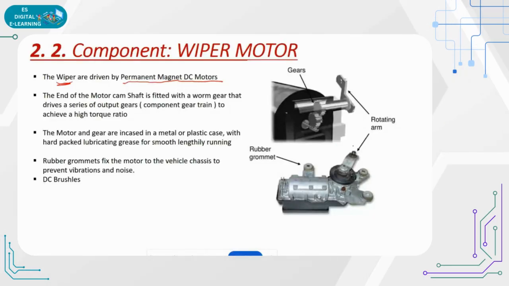And moreover, the end of the motor. What is the end of the motor? This is the end of the motor. It has the shaft. It is fitted with the worm gear that drives the series of output gears. Because whenever the rotation is happening more, the speed of the motor is high, which means the torque will also be changing. Torque is the force required to rotate the motor. That is the torque.